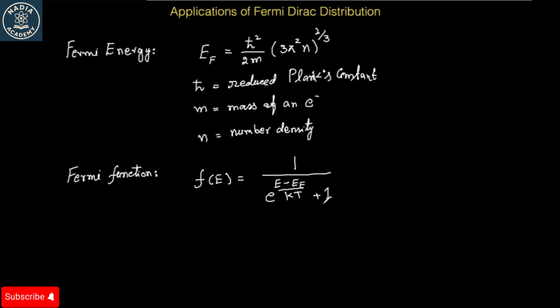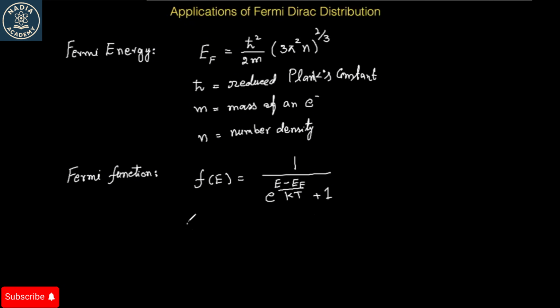What does the Fermi function tell us? It gives the probability that an energy state E is occupied by an electron at a given temperature in a system of fermions. So this is important, that the system should be fermionic, such as the electrons in a solid. Now here we can consider different cases to understand more about this function.